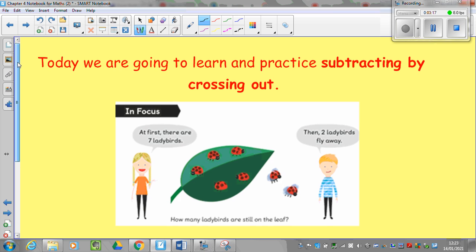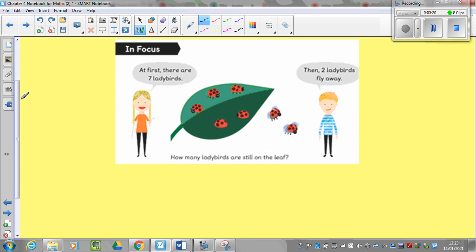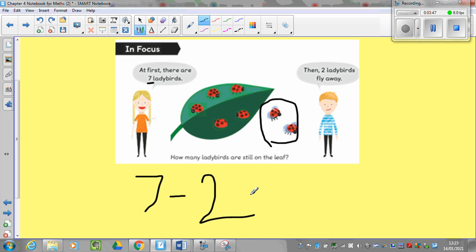Okay then, so today we're going to be looking at a few problems together. Now this problem here is all about ladybirds, and this lovely lady here, she says at first there were 7 ladybirds, and then her friend says then 2 ladybirds fly away. So there were 7 ladybirds to begin with, and then look, 2 have flown away, so I'm going to do 7 minus 2 equals, and then how many ladybirds are left? We've got 1, 2, 3, 4, 5 ladybirds left on my leaf.